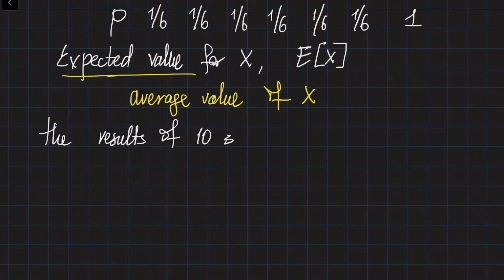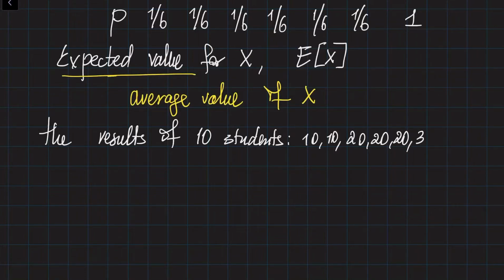The results of the 10 students are given in this form: 10, 10, 20, 20, 20, 30, 30, 30, 40, and 40. So they are the results of the 10 students. Let's call them x1, x2, x3, and so on, up to x10.